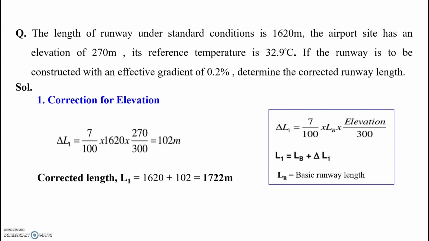The question says the length of runway under standard conditions is 1620 meter. The airport site has an elevation of 270 meter. Its reference temperature is 32.9 degrees Celsius. If the runway is to be constructed with an effective gradient of 0.2%, determine the corrected runway length.